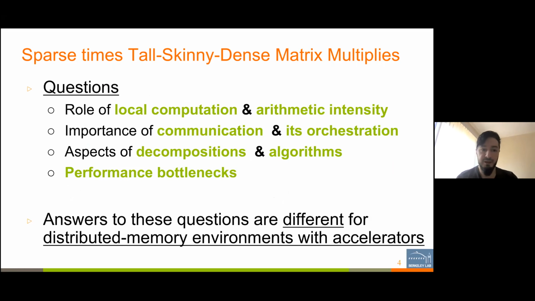We would like to find answers to some of the questions listed here. What is the role of local computation and arithmetic intensity? Is it as important when we perform this on GPUs as when we perform this on CPUs? And what is the importance of communication and how to best orchestrate it? We are also going to look into some aspects of decomposition techniques and parallel algorithms. Then we will study some performance bottlenecks and how to best overcome them. As you will see, answers to these questions are going to be largely different for HPC systems with GPUs.